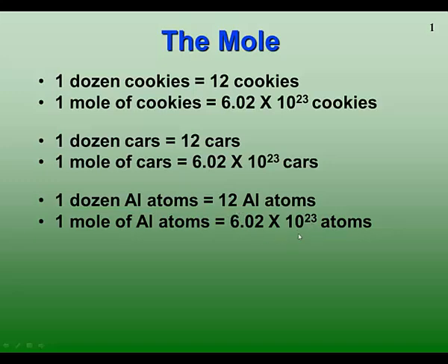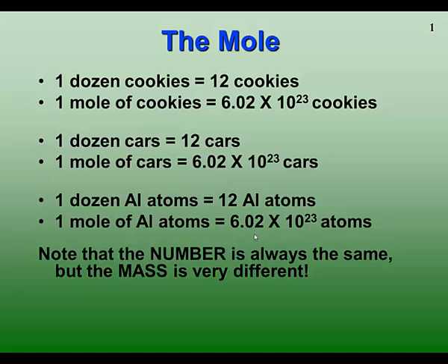This is a yucky number to work with. Anytime I have something like times 10 to the 23rd, that's hard to work with. It's hard to make comparisons and do math with numbers like that. It's easier to do math and make comparisons with numbers like 1 and 2 and 2.5, things like that. So scientists came up with a way of talking about the number of particles, like atoms or molecules, and use a number that's easier to work with, like 1, as opposed to 6.02 times 10 to the 23rd.